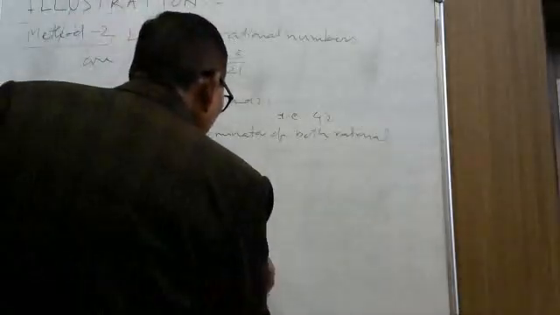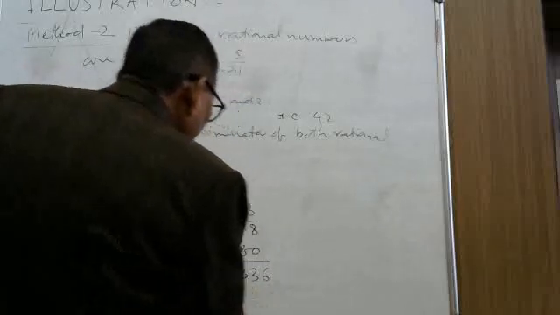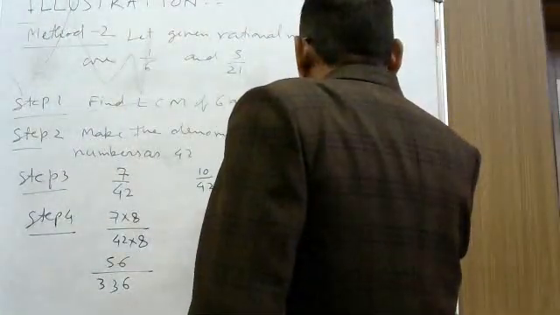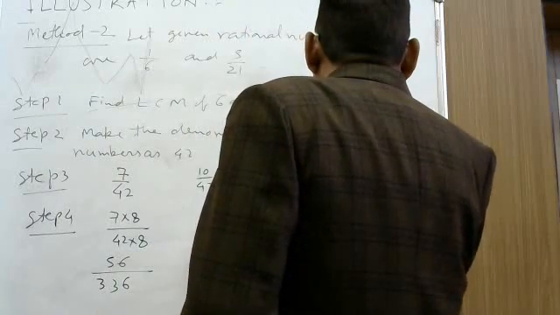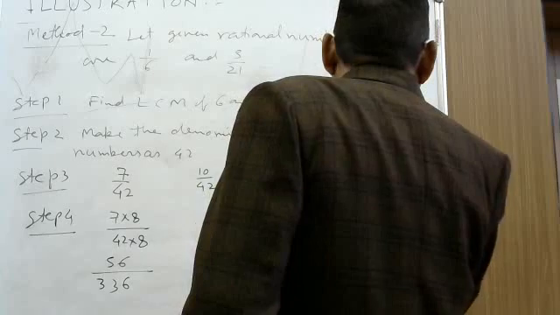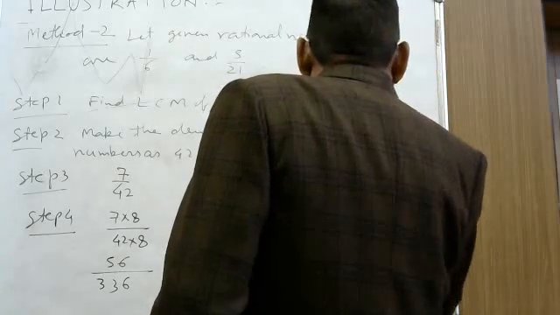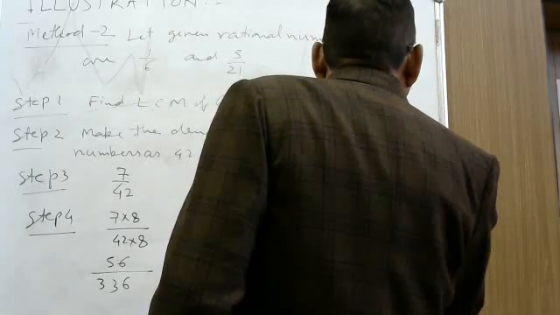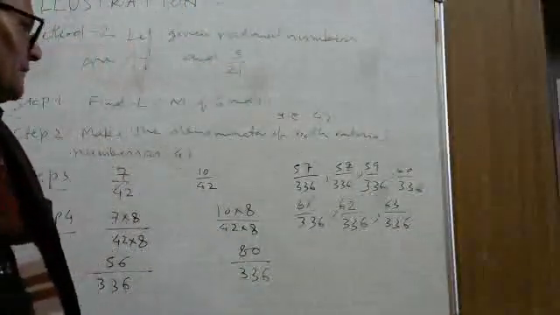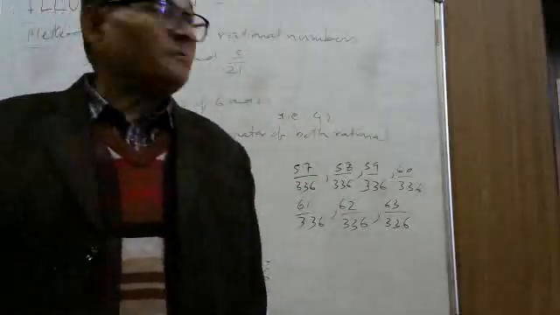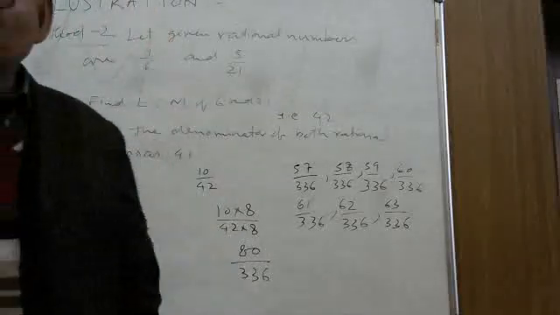Now you can insert so many rational numbers between these two rational numbers, like 57 upon 336, 58 upon 336, 59 upon 336, 60 upon 336, 61 upon 336, 62 upon 336, 63 upon 336. So in this way, you can insert 7 rational numbers between two given rational numbers 1 by 6 and 5 by 21.